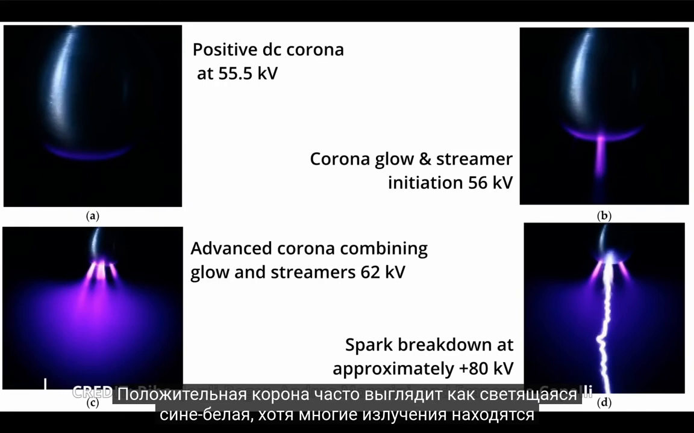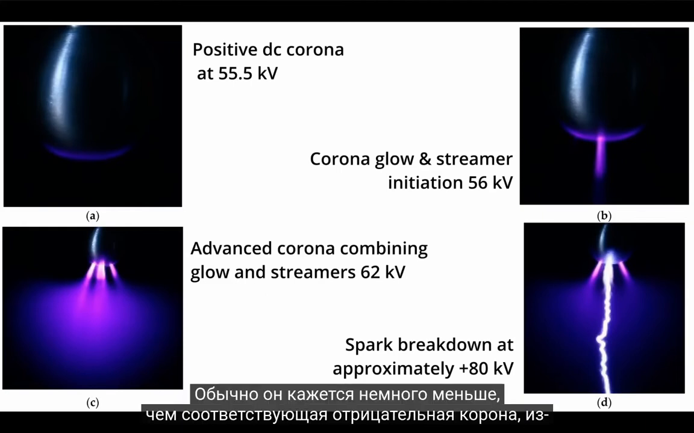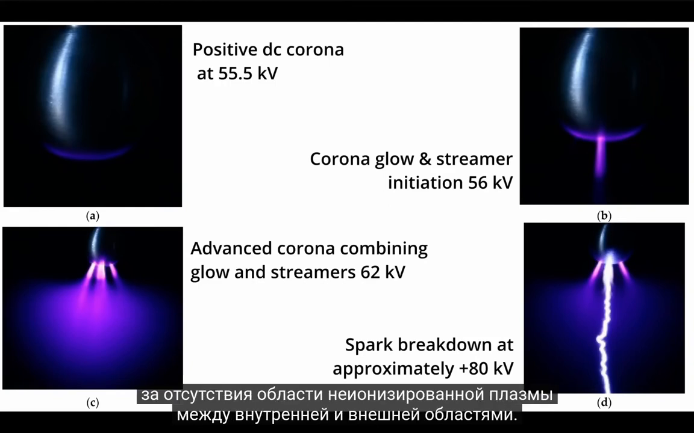A positive corona is often seen as glowing blue-white, though many of the emissions are in the ultraviolet. It generally appears a little smaller than the corresponding negative corona, owing to the lack of non-ionized plasma region between the inner and outer region.